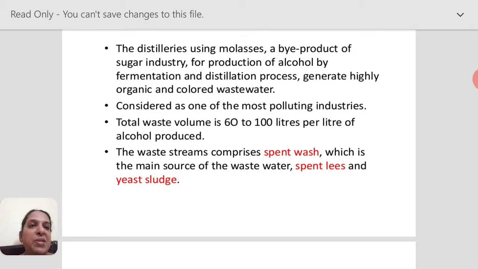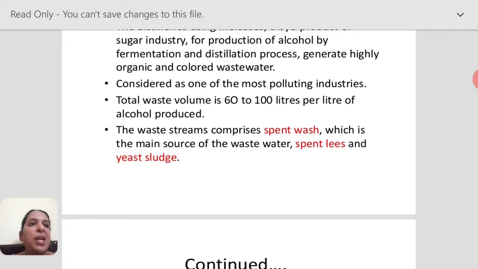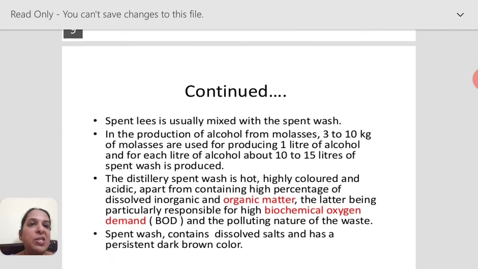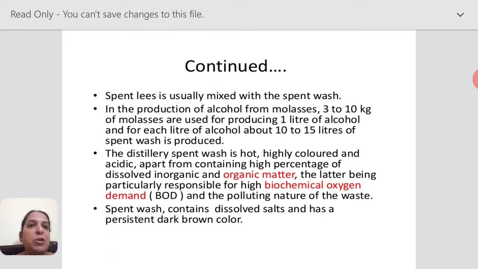The waste streams comprise the spent wash, which is the main source of wastewater, and apart from that there are spent lees as well as yeast sludge, and normally the spent lees are combined with the spent wash itself. In the production of alcohol from molasses, 3 to 10 kg of molasses are used for producing 1 liter of alcohol, and for each 1 liter of alcohol, 10 to 15 liters of spent wash is produced. That is the highest amount of wastewater generated in this industry.